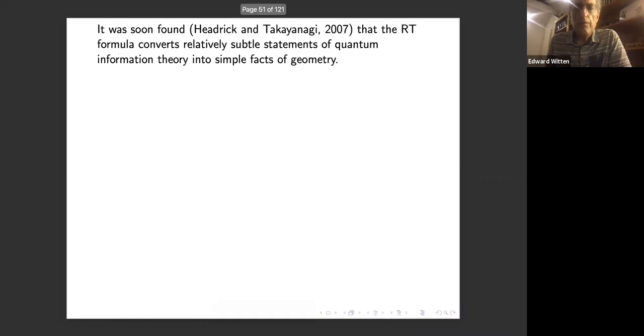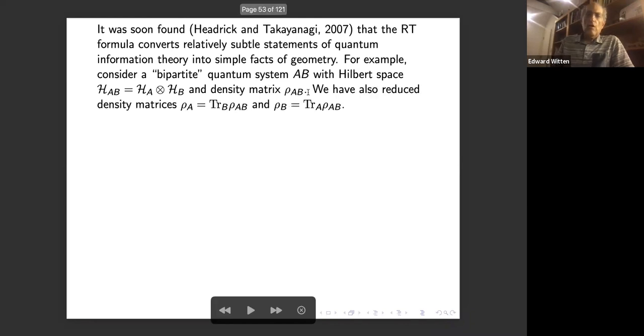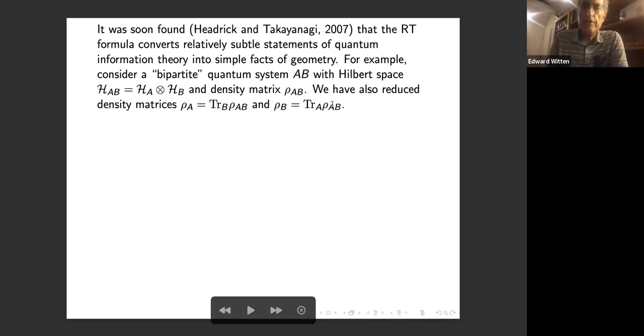Now, soon after they made this proposal, it was understood that the Ryu-Takayanagi formula converts rather subtle statements of quantum information theory into simple facts of geometry. And I'm going to give two of the basic examples. Consider a bipartite quantum system AB with Hilbert space H_A tensor H_B, which I'll call H_AB, and density matrix rho_AB. We can also define the reduced density matrices rho_A and rho_B that we get by taking partial traces over B or over A.